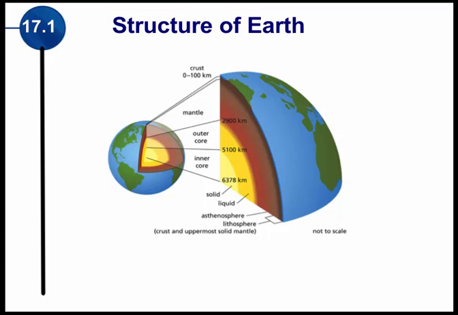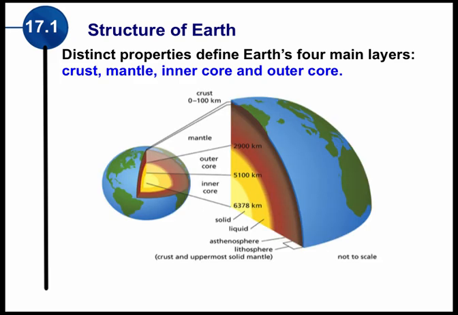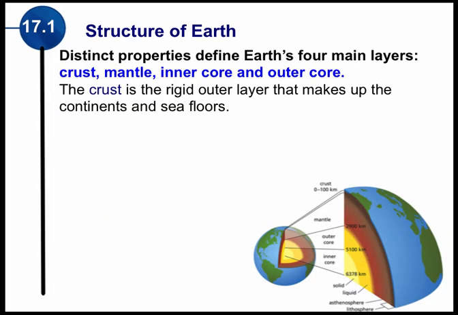So let's look at the structure of the Earth. And the Earth is really defined by four main layers: the crust, the mantle, the inner core, and the outer core. And this picture gives you an idea of each of those layers and how they make up the inside of the Earth. And let's look at those layers in a little more detail.